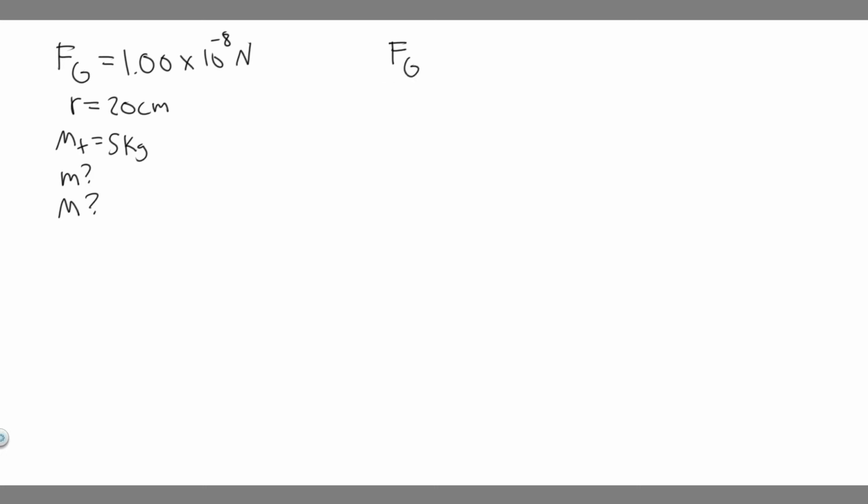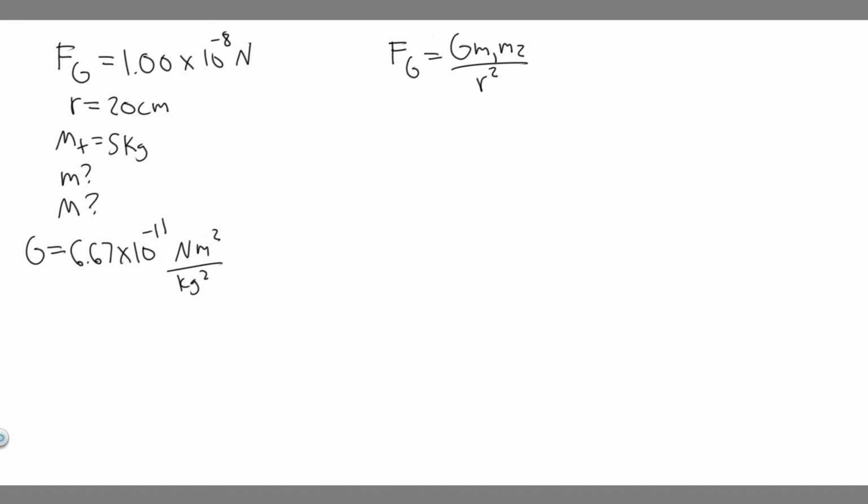F sub g is equal to G times m1 times m2 over r squared. You should know this formula from the problems before. So basically this is the gravitational force, which is what we're given. G is called the gravitational constant, which is something you should memorize. It's just a number you need to know, which is 6.67 times 10 to the minus 11. The units are newton meter squared over kilogram squared. You don't really need to know the units because they're going to cancel out, but just 6.67 times 10 to the minus 11, that's G.